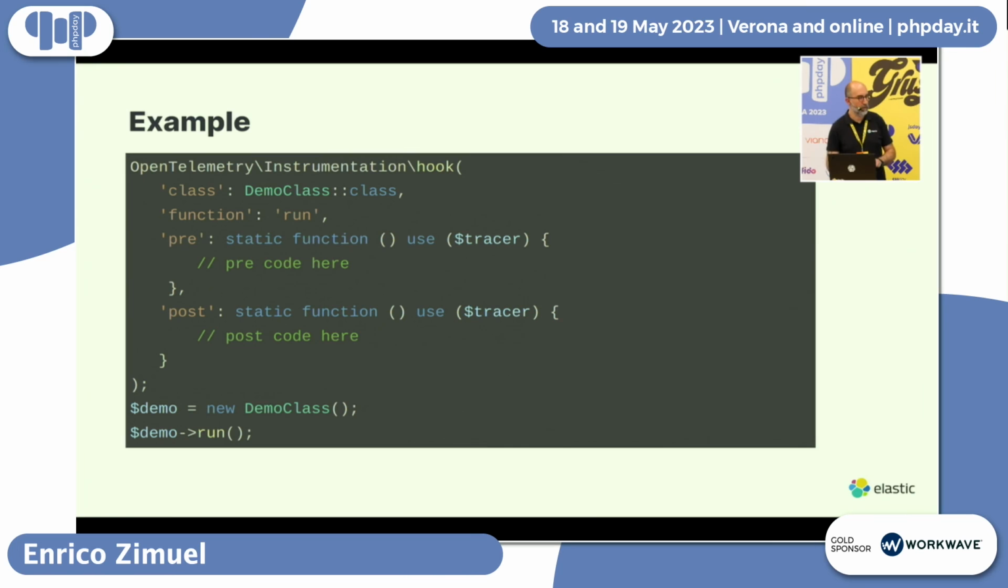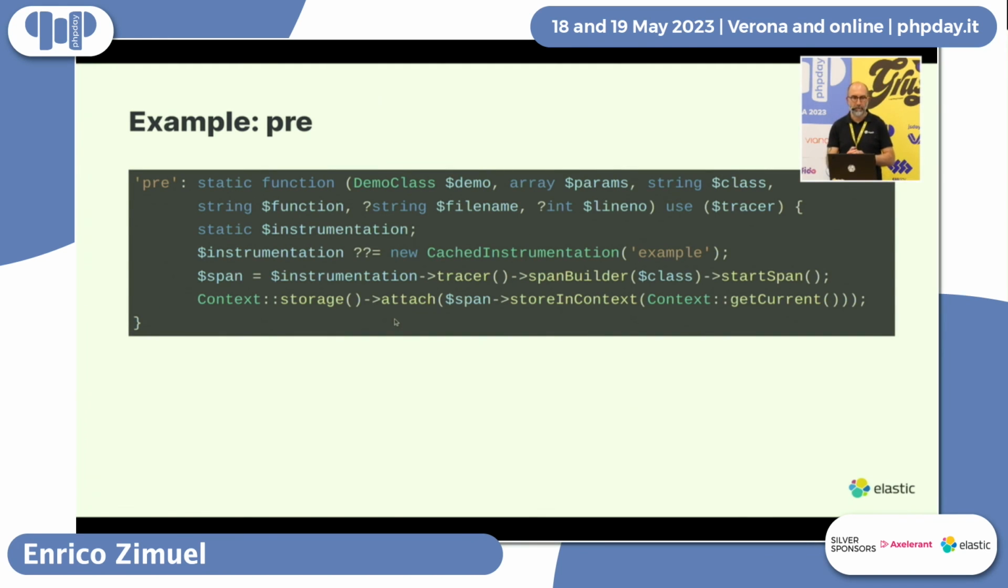Before and after the execution of this run function, you can write your pre and post functions, so basically the events that you want to execute. As you can see here, these are anonymous functions, and we propagate the tracer inside the execution.